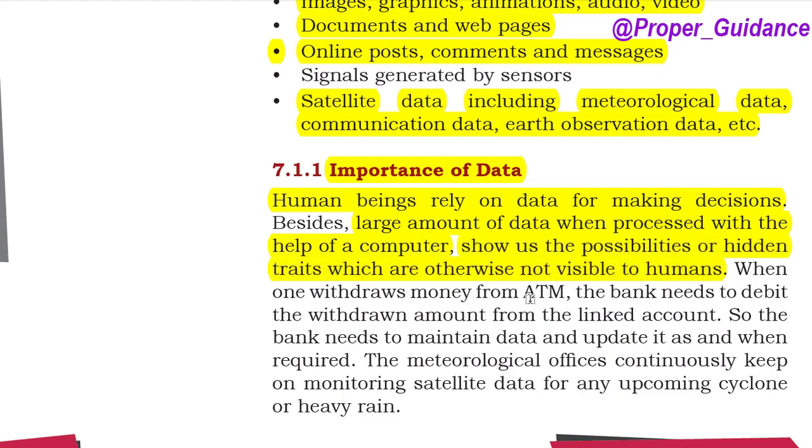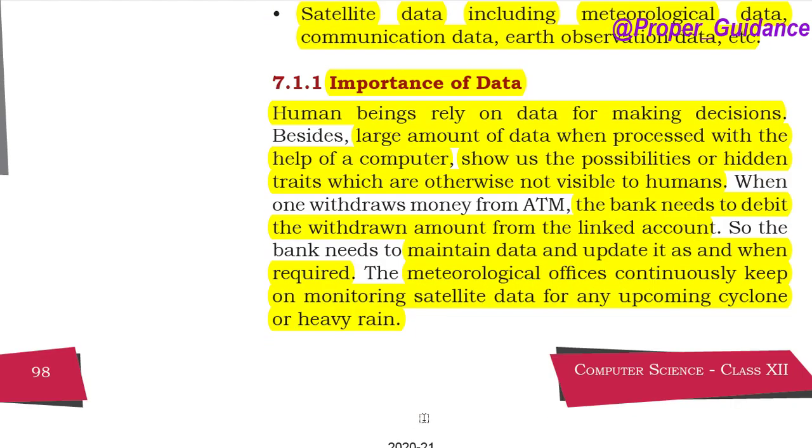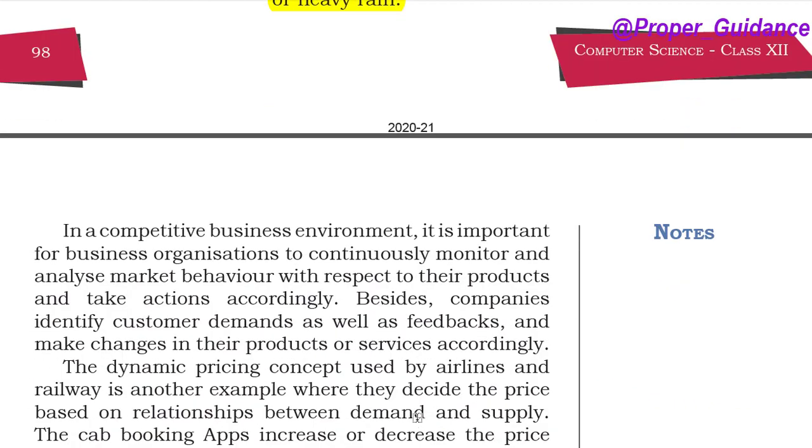When one withdraws money from an ATM, the bank needs to debit the withdrawn amount from the linked account. So, the bank needs to maintain data and update it as and when required. The meteorological offices continuously keep monitoring satellite data for any upcoming cyclone or heavy rain. So, these are the importance of data.